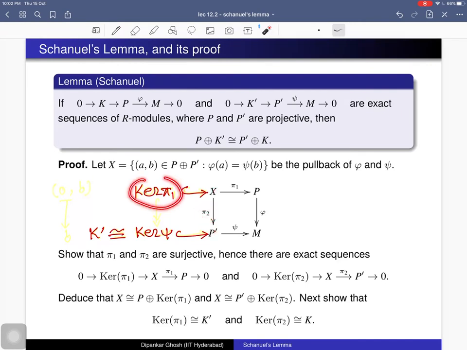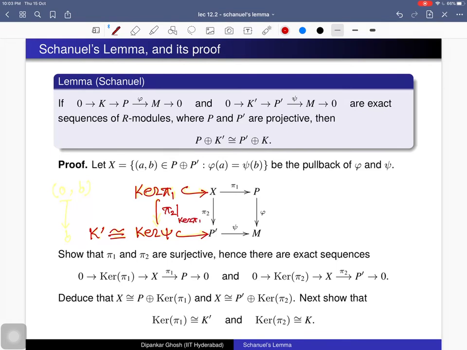And this is a submodule of X, and this is a submodule of P prime. So, if we just consider the restriction map here, restriction of pi 2 on this, then I claim that that restriction map will be an isomorphism. So, here I should write that this is the restriction map. So, this is pi 2 restricted on kernel of pi 1.